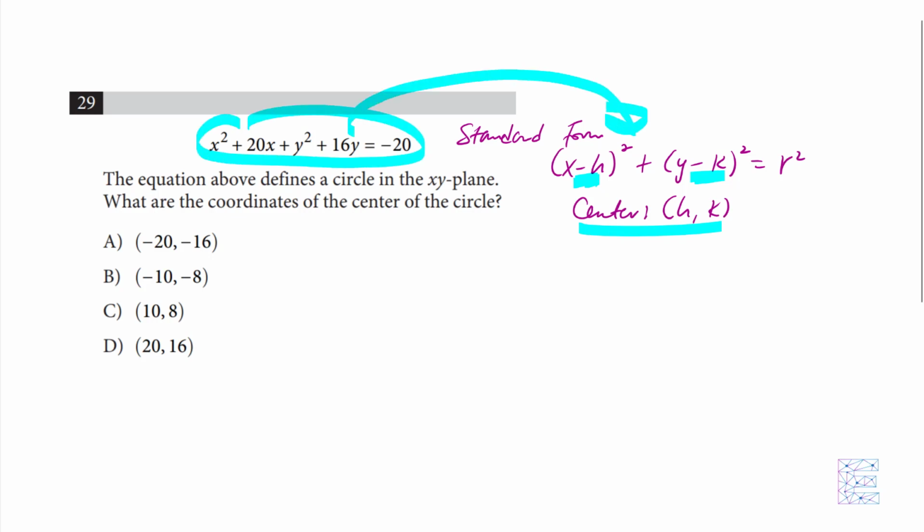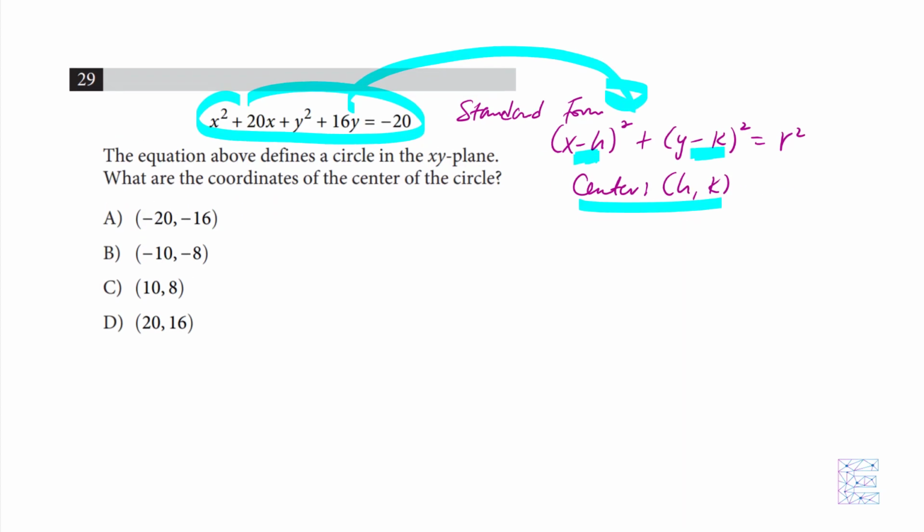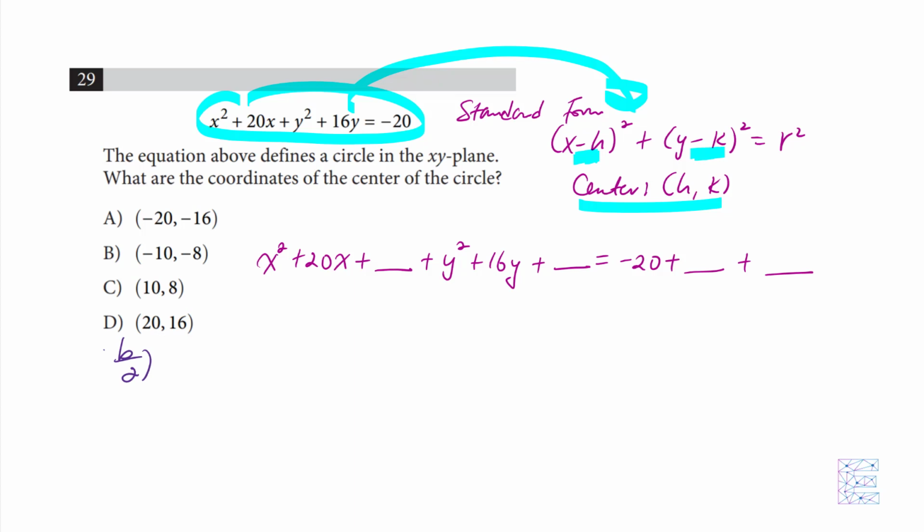Let's do that. You do this by completing the square. And this is how we will accomplish this. x squared plus 20x plus blank plus y squared plus 16y plus blank equals negative 20 plus blank plus blank. Remember that to fill in these blanks, we'll use the tiny formula (b over 2) squared.